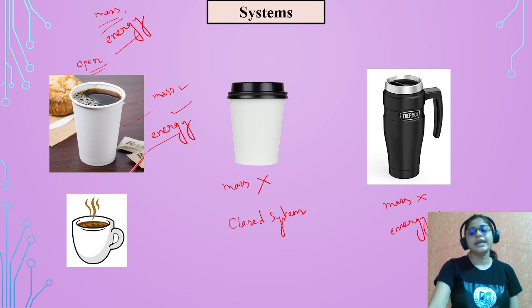Okay, so three kinds of system we have understood with a coffee. Okay, coffee, hot coffee example. So this we can say, chai pe charcha or something like that.